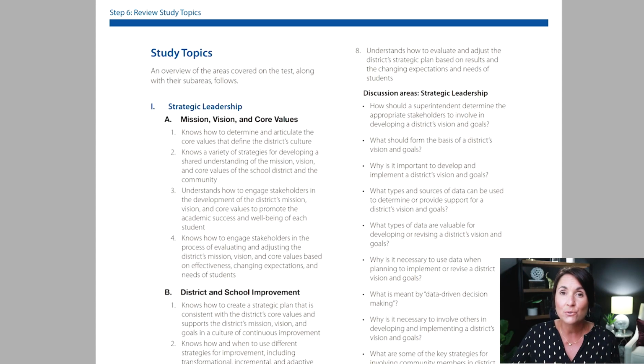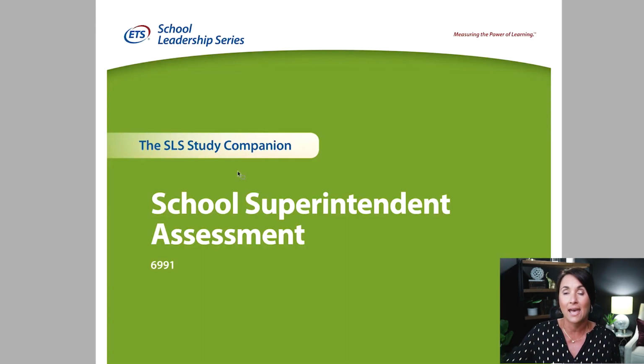We're going to use data to drive our instructional decisions. We're going to progress monitor constantly. We're going to train our teachers in how to implement rigorous curriculum, and we're going to make sure that we're constantly looking over the data and implementing new practices when we need to, and cultivating the practices that are working, doing more of those so that we keep that trajectory going up, up, up, up, up. So students are achieving, achieving, achieving. So make sure you look over pages 49 to 54 in this study companion. So that's the SSA, School Superintendent Assessment 6991.